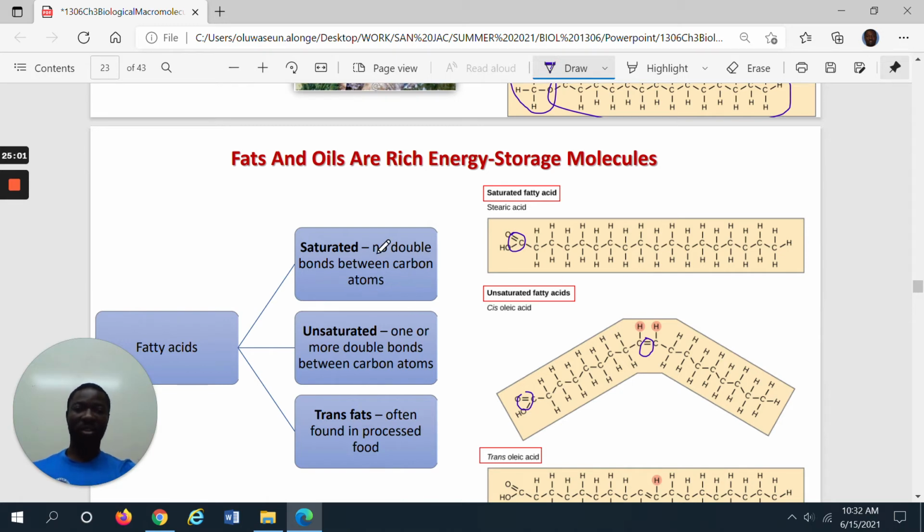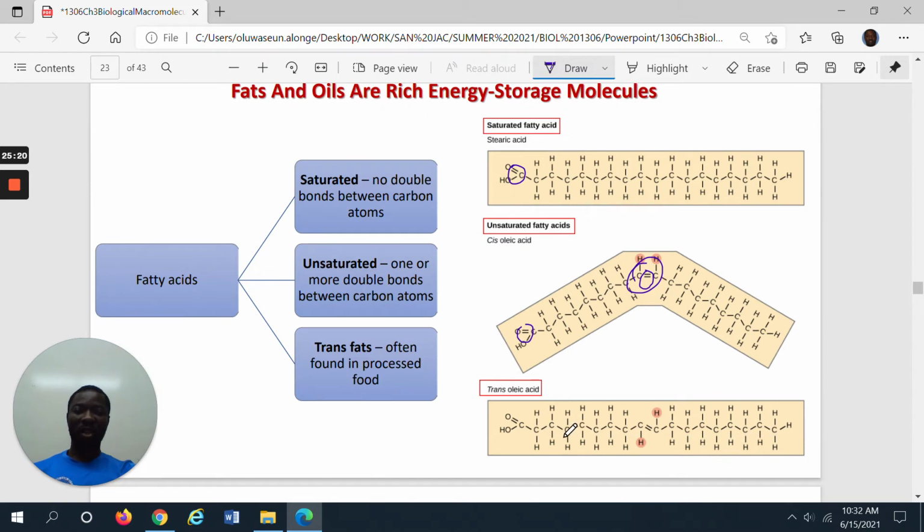All right, so this is saturated because it has just one double bond, which is okay because this is the functional unit, right? And it is unsaturated because it has a double bond here. It's a functional unit as well, but then it has two instead of one. And obviously this is what we call trans fat. And I may talk about that later as we go.